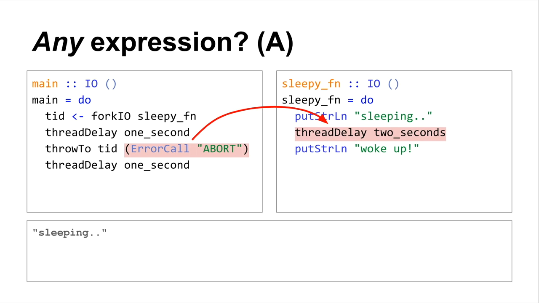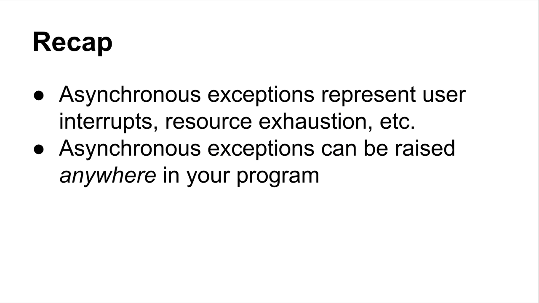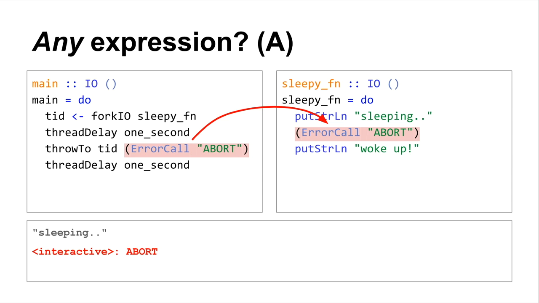So thread delay 2 seconds is actually, for the purposes of our program, the expression that's being evaluated, right? When this asynchronous exception is thrown to this forked thread, we can replace, in our heads, that expression that was being evaluated with the exception thrown from this other thread, and we never actually make it to the woke up. So my point I was trying to drive home here is that thread delay says nothing about exceptions.